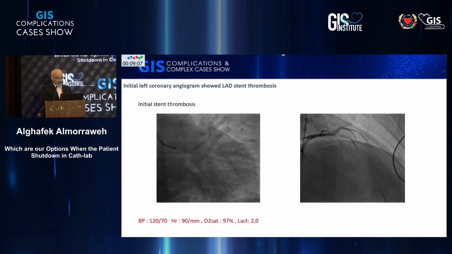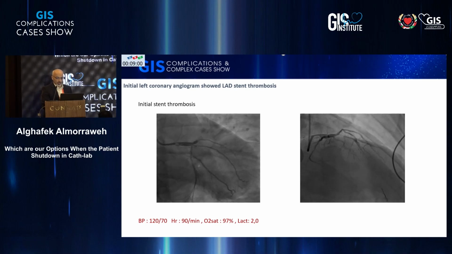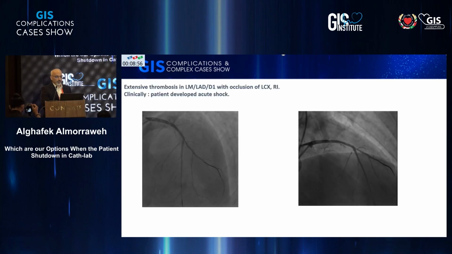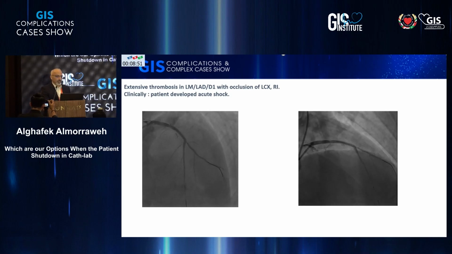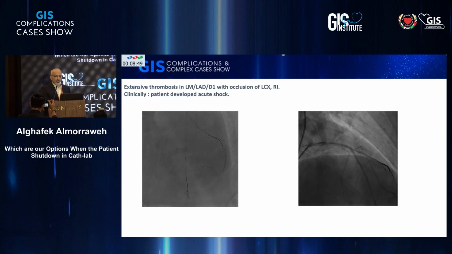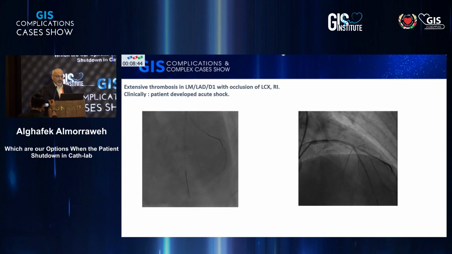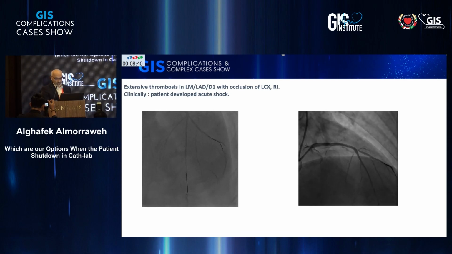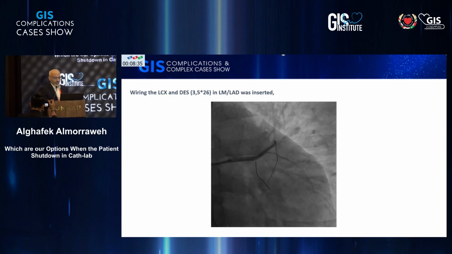I just want to go back here. I want to show you that there is some first diagonal, ramus intermediate, circumflex with 2 branches. And after the NC balloon, you see, not anymore. All of them are gone. So I took another view just to understand whether this is dissection or thrombosis. The patient started to shut down, blood pressure is down, he started to agitate on the table, and he developed shock. We started the inotropes.